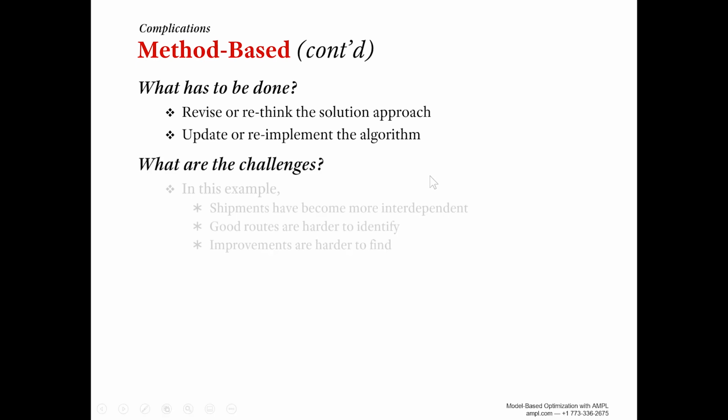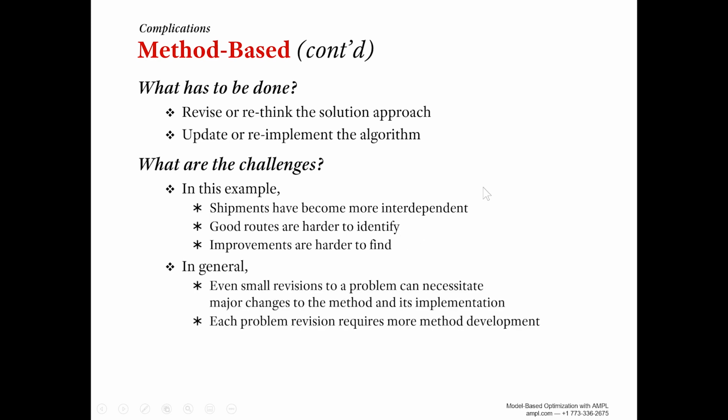And the challenges in this example are that when I put in these restrictions, the shipments become more interdependent. It gets harder to identify good routes or to identify improvements to the solution. So the things that seem very simple, very obvious in the simple case, become much harder to do here. And in general, the problem with this approach is that even small revisions to a problem can necessitate major changes to the method and its implementation.